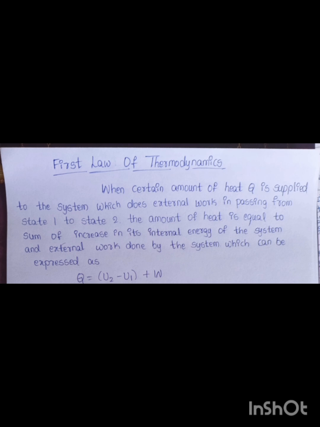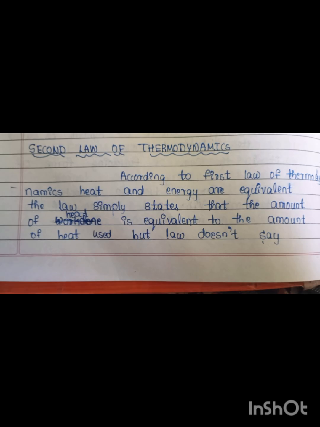First law of thermodynamics. When a certain amount of heat is supplied to a system which does external work in passing from state 1 to state 2, the amount of heat is equal to the sum of the increase in its internal energy and the external work done by the system. That is, heat equals internal energy change plus work done by the system, where U2 minus U1 is the internal energy change and W is the work done by the system.